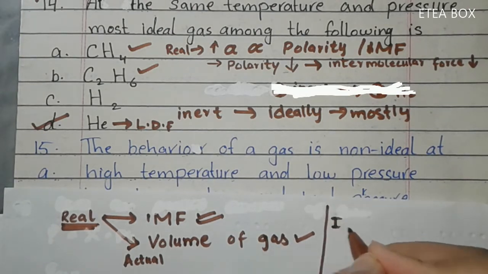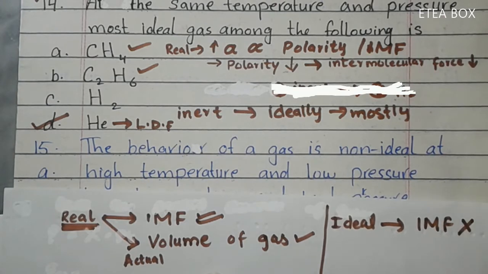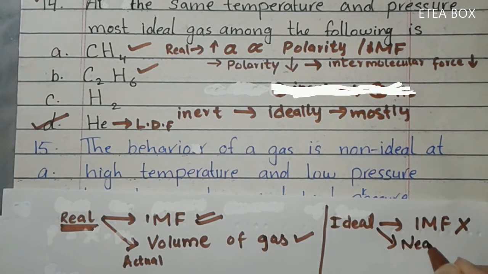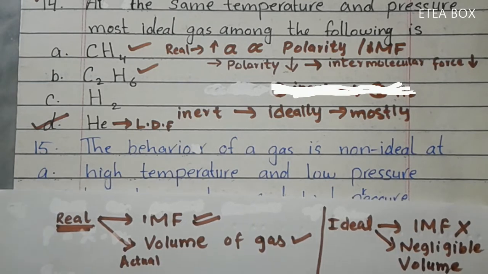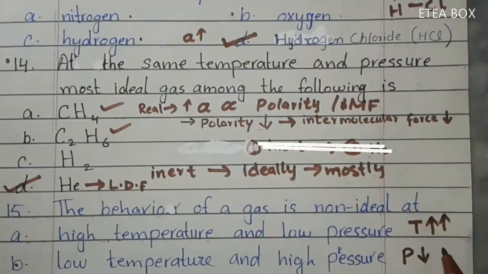The ideal gas is the one which has no intermolecular force, and negligible volume of gas. This is called ideal gas. So the intermolecular forces will be negligible when the temperature is very high and the pressure is very low. Then molecules will behave ideally.